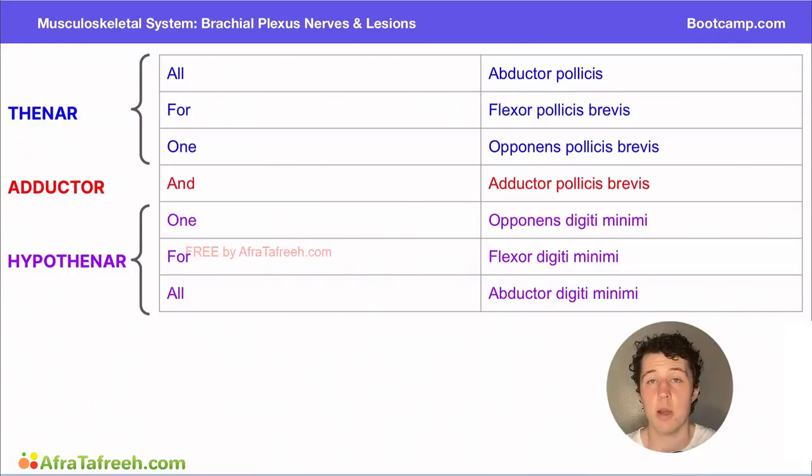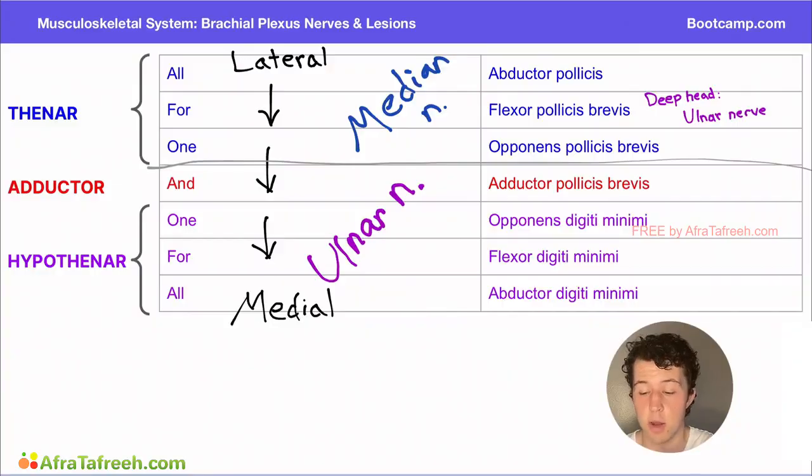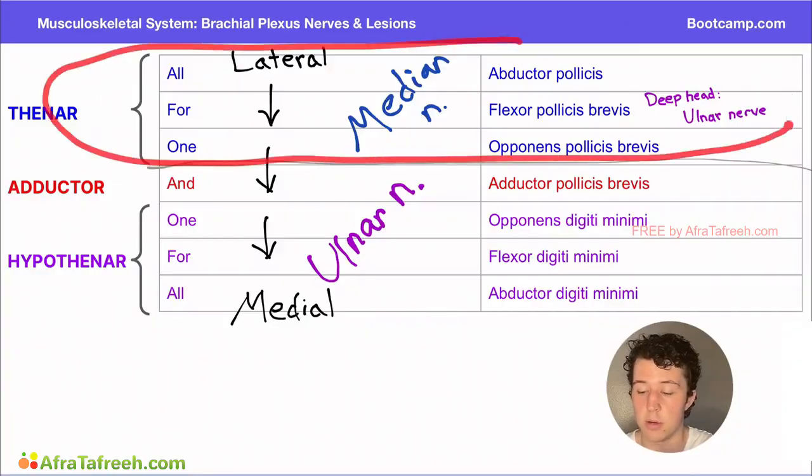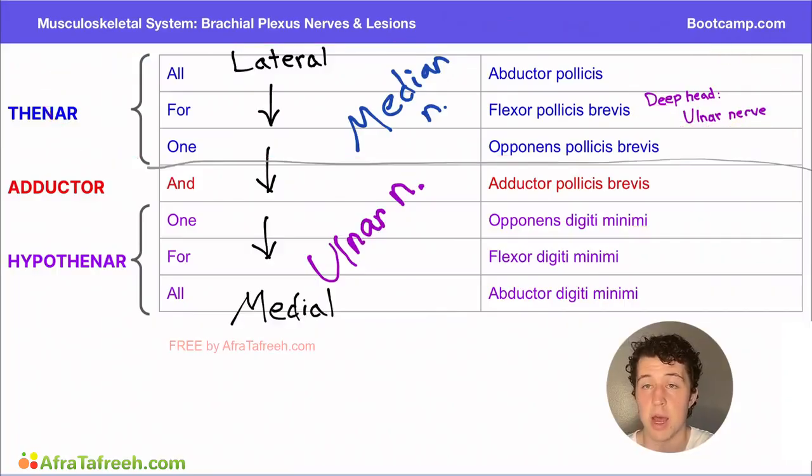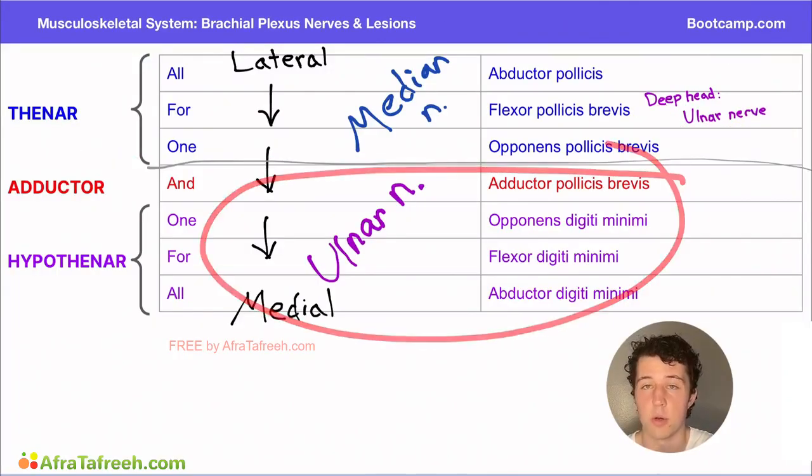A helpful mnemonic for some students is all for one and one for all, which shows the intrinsic muscles of the hand from lateral to medial. So to reiterate, most of the thenar eminence will be innervated by the median nerve, with the exception of that deep head of the flexor pollicis brevis. And the hypothenar complex and adductor pollicis will be innervated by the ulnar nerve.